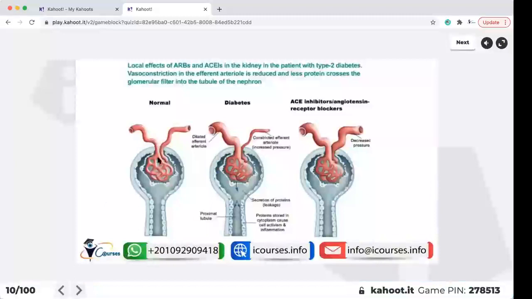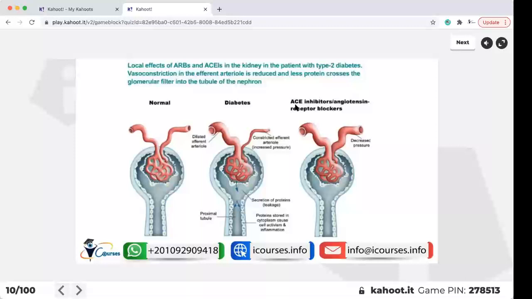So this is the basic structure of the glomerulus. There is the afferent arteriole, and then these are the capillaries within the glomerulus, then the efferent arteriole. What happens in hypertension is that there is constriction of the efferent arteriole due to increased pressure. This will lead to back pressure in the afferent arteriole, causing dilatation of the afferent arteriole. And this will result in stagnation of the plasma in the glomerulus with leakage of proteins, causing proteinuria and nephropathy. So this kidney is now losing protein. This is what happens in diabetes, the diabetic nephropathy.